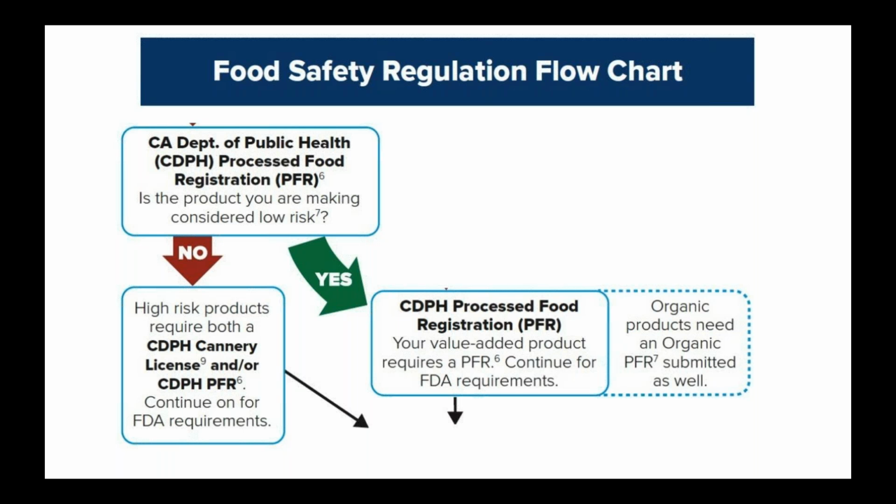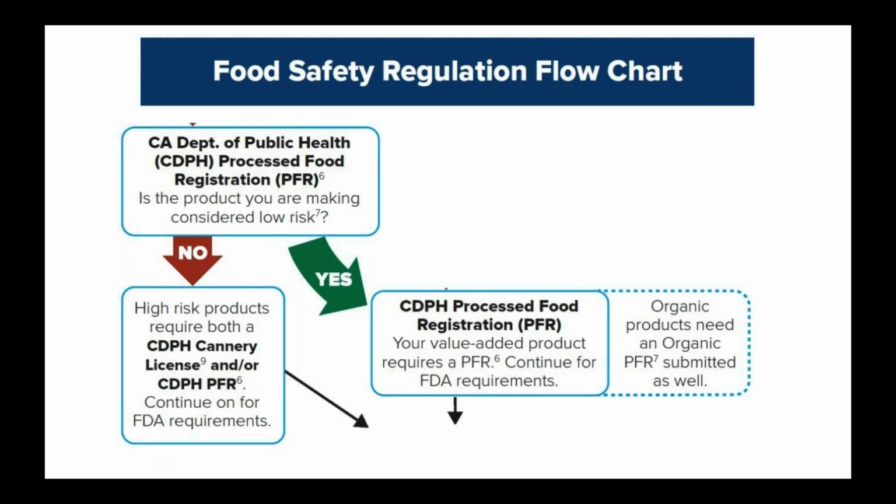It's kind of counterintuitive, but the higher the acid, the lower on the pH scale that product would be. So tomatoes are naturally right around 4.6 or so or lower. And so if you're only making a product that has tomatoes in it, that is allowed to be made under the processed food registration permit. So that's considered a low risk product, and you would say yes here, and that yes arrow leads you to the answer: your value-added product requires a PFR.